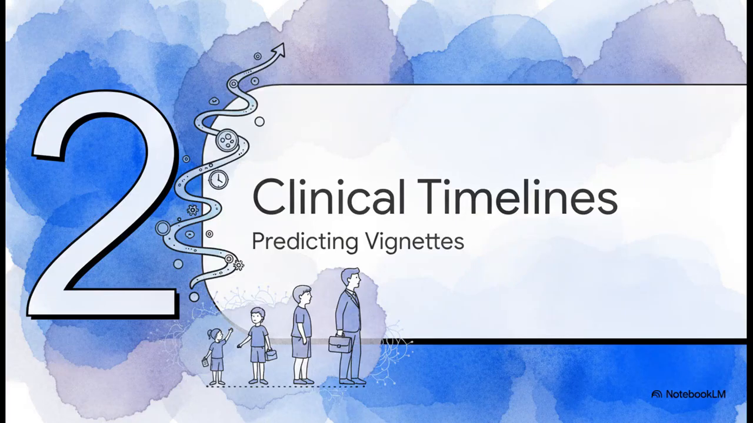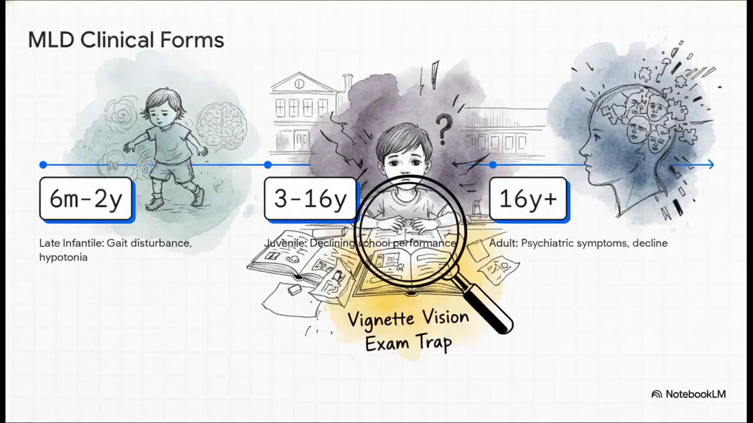Moving on to Section 2, Clinical Timelines. Let's look at how the age of onset totally dictates the presentation. So the way this disease presents is entirely dictated by residual enzyme activity, and that creates 3 main presentations based on age. The late infantile form is the most common. That hits between 6 months and 2 years, with gait issues, hypotonia that eventually evolves into spasticity, and a really rapid progression. Then you have the adult form, presenting after age 16 with cognitive decline and psychiatric symptoms.